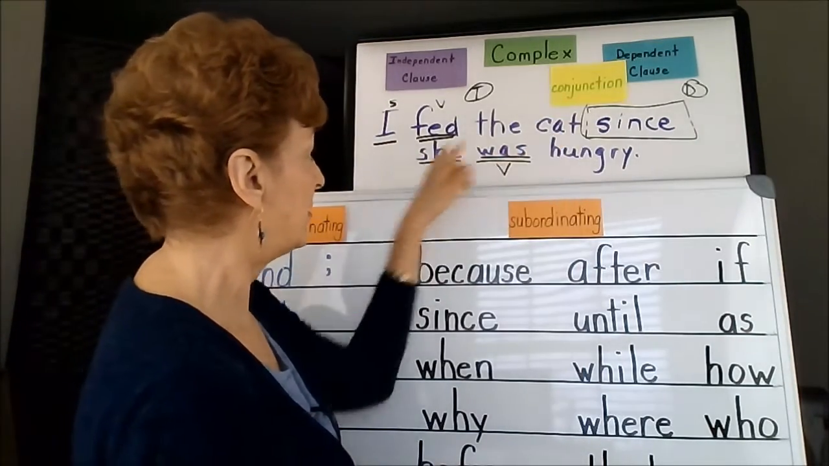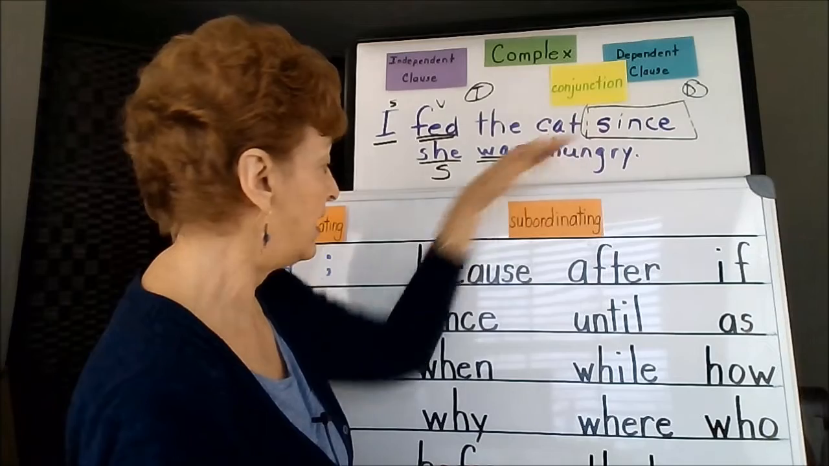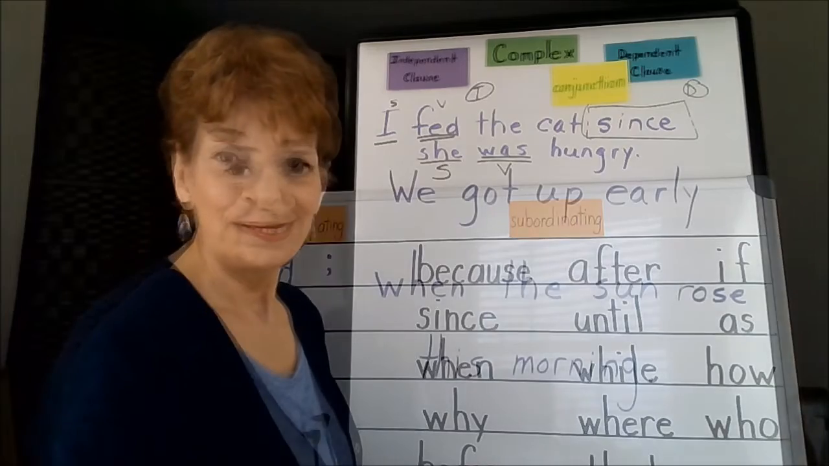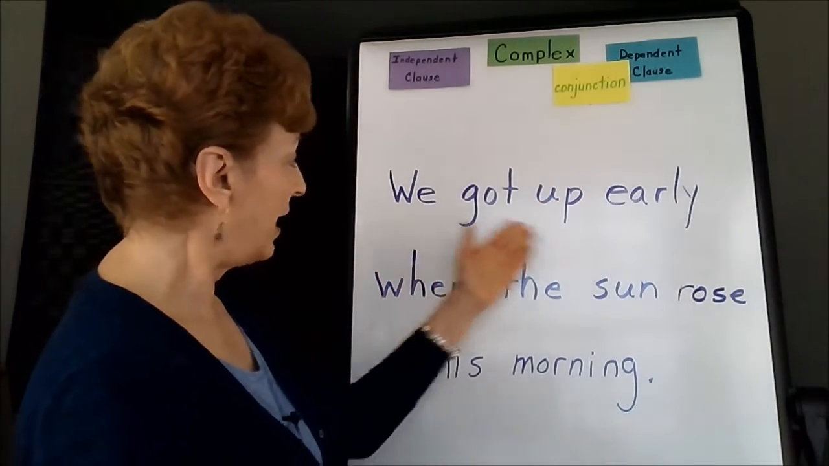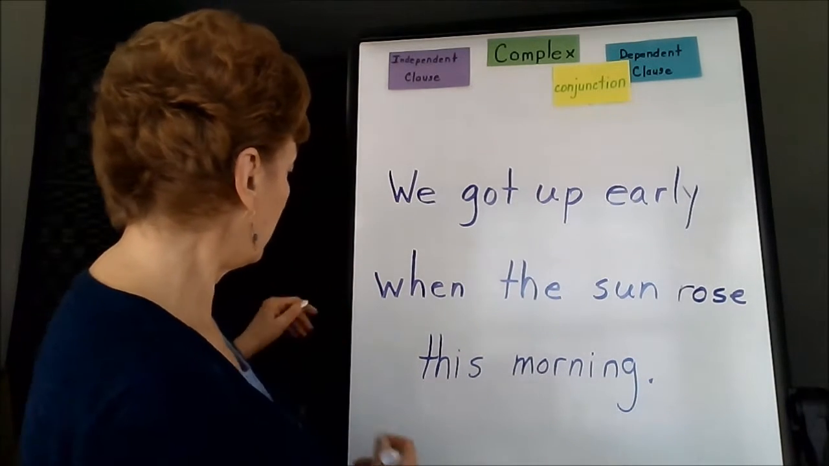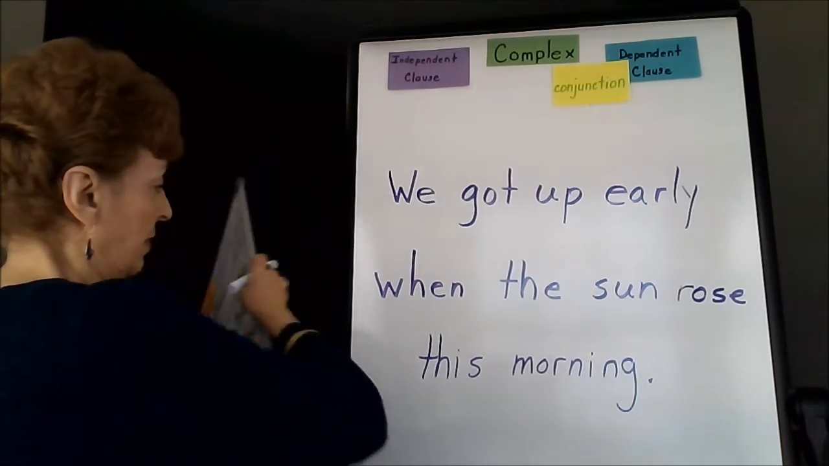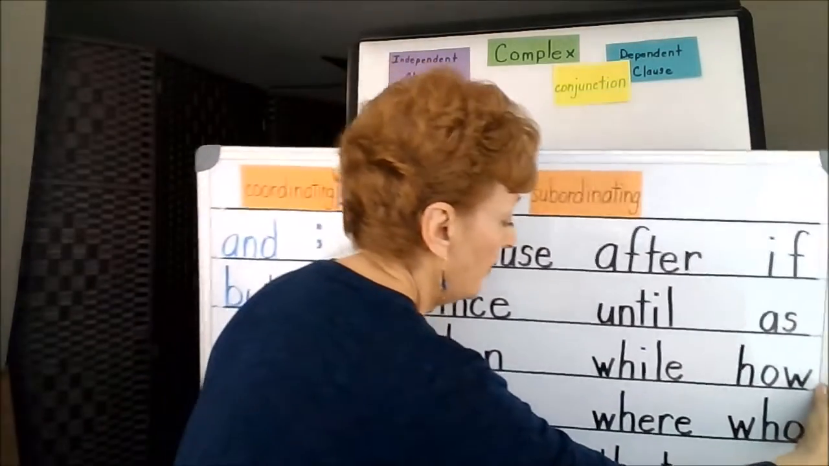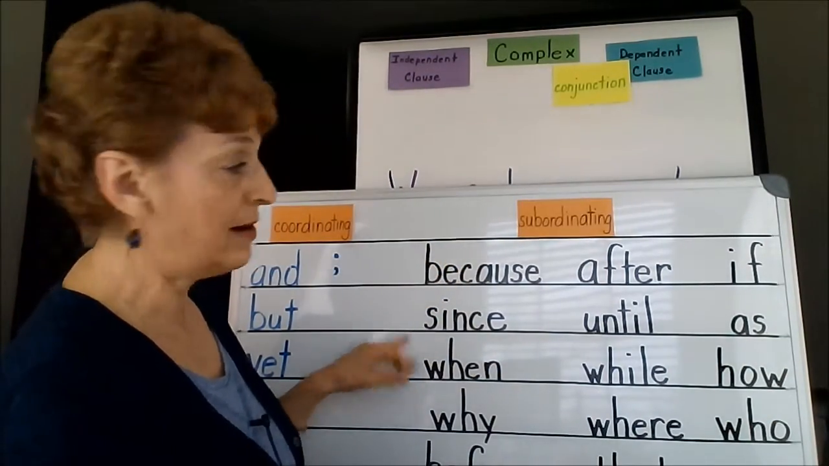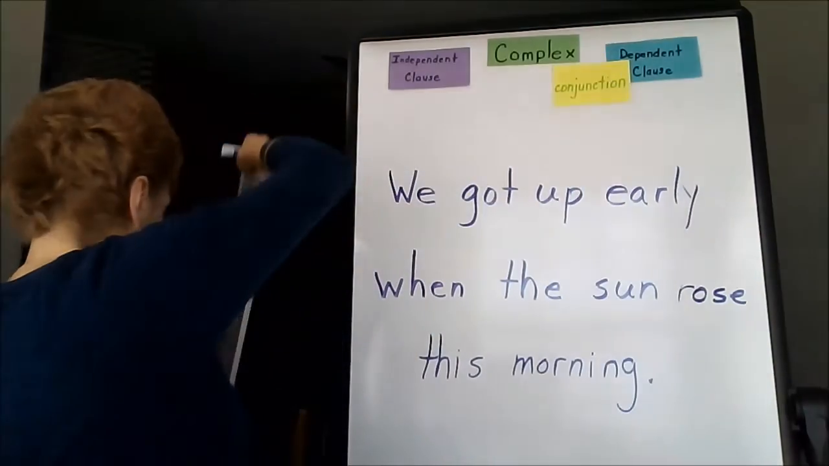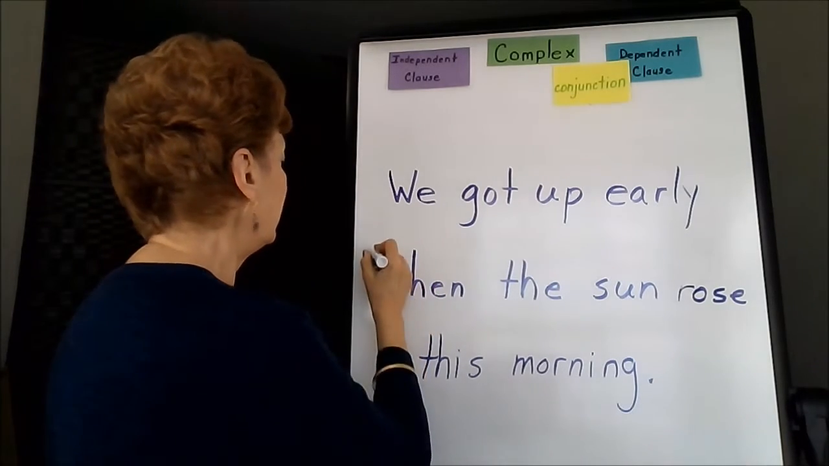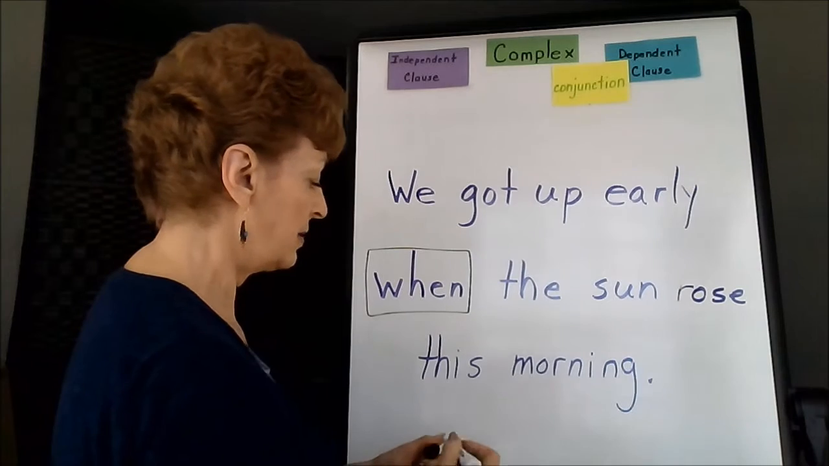I fed the cat since she was hungry. I could exchange the because or the since. That gives a little bit of variety as well. Perhaps in this sentence, we got up early when the sun rose this morning. Looking for the conjunction. Let me bring the board back for a minute. We're looking for the subordinate conjunction. In this case, I've used when. We got up early when the sun rose this morning.